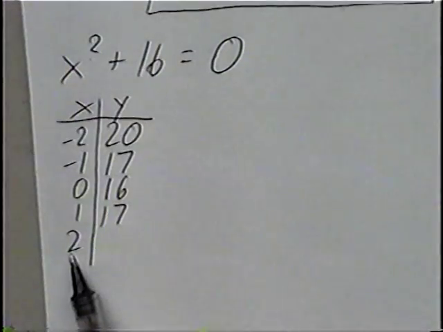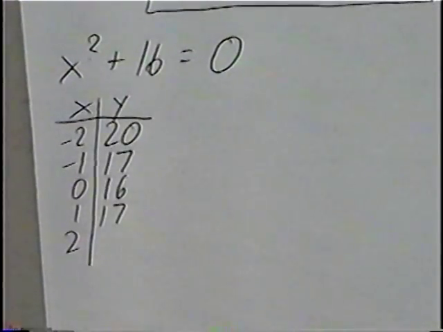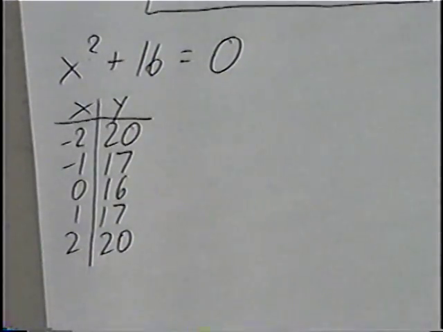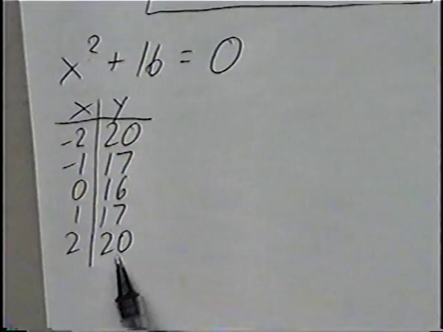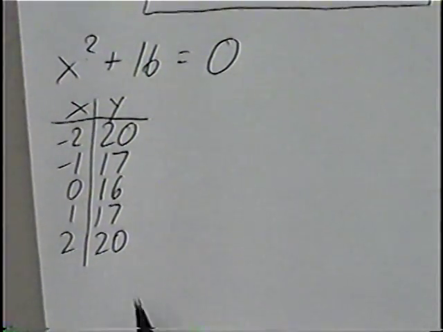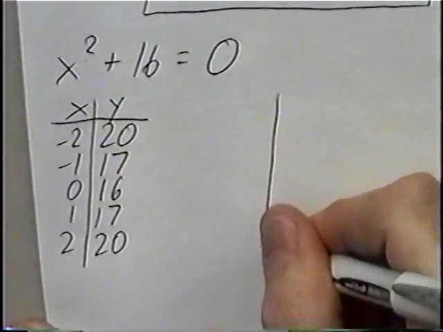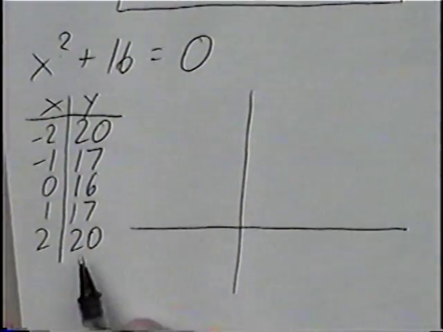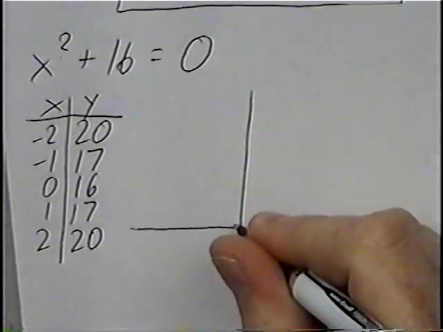And last number we'll try, 2 squared. 2 squared would be 4, 4 plus 16 would be 20. All these numbers again are bigger than 0, so what we can do is graph these points and figure out where the graph would be equal to 0 or across the x-axis. The biggest y value again we have is 20, so we can go up 20 spots.